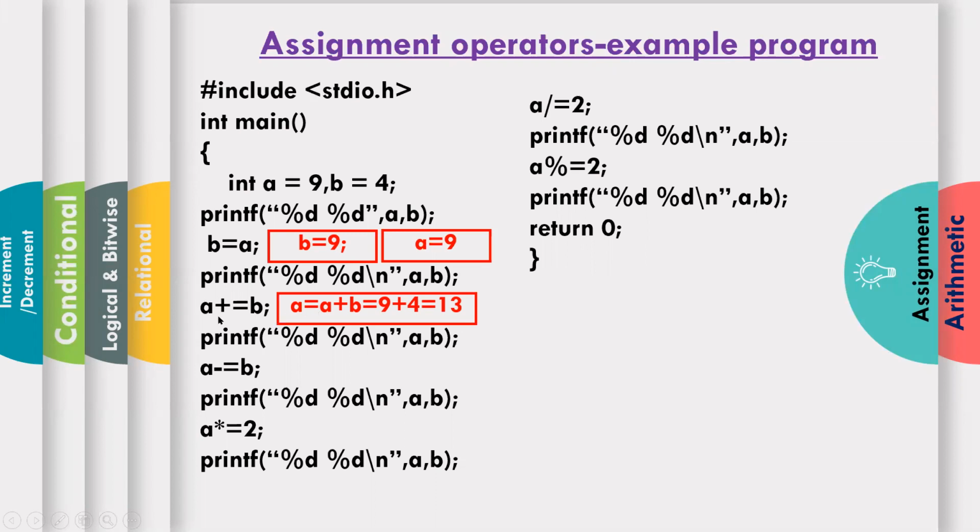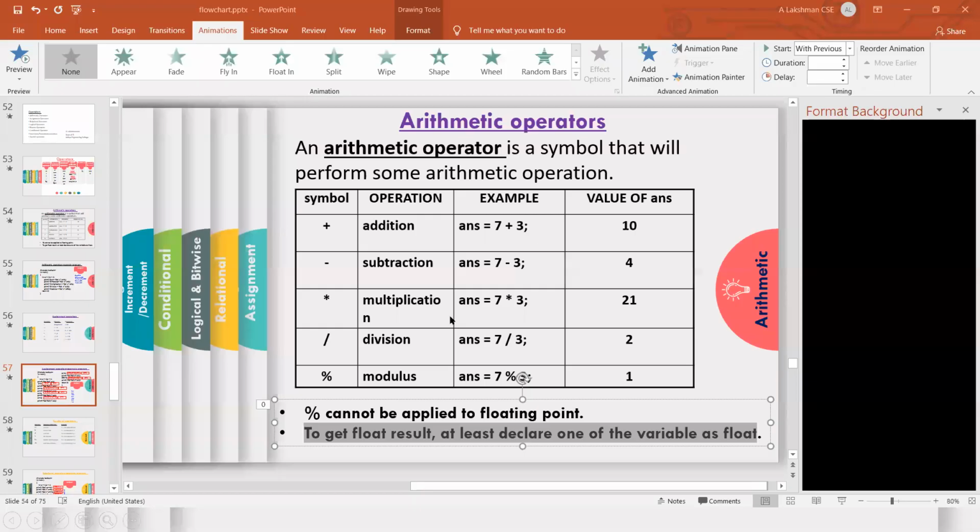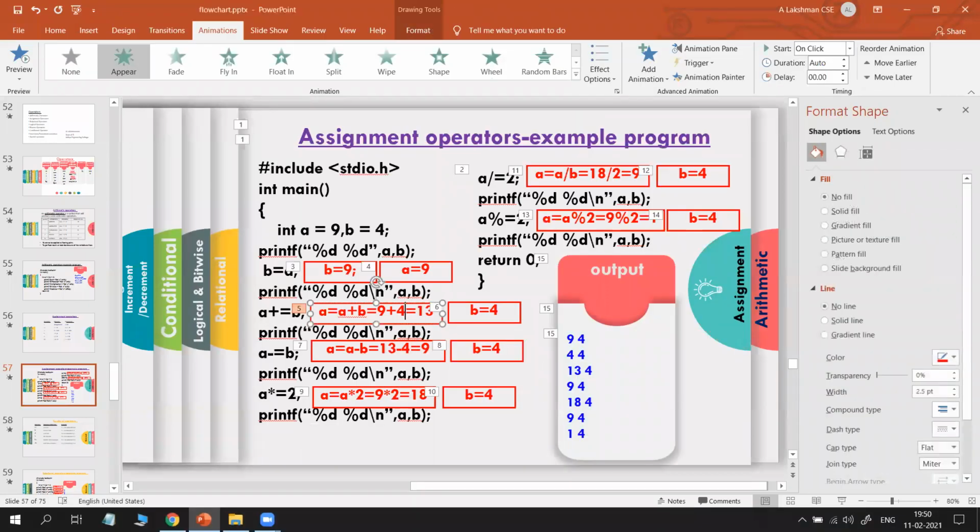Next you see A plus equal to B. What does it mean? A is equal to A plus B. Once again, the same story. Left hand side is A. Right hand side, you will consider the A plus B values. So here A value is 9 and B value is also 9. So 9 plus 9, that is 18.